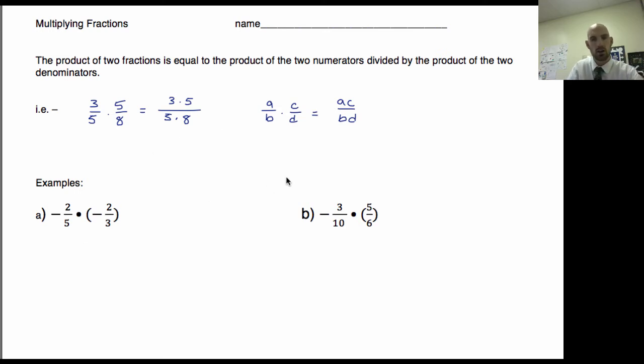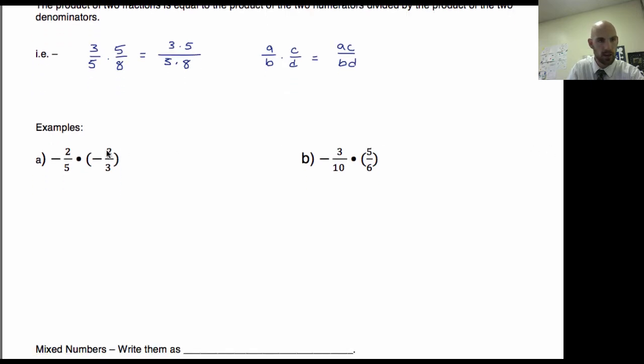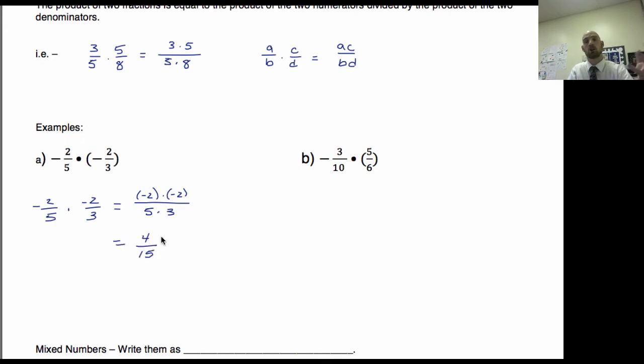So let's look at some examples here. For example, if we've got some fractions down here, and we've got -2/5 times -2/3. We've got to look at these and say, what's going on here? Well, I'm going to say this is -2/5 times -2/3. It's going to give me the product of the tops over the product of the bottoms. And that's all there is to it. So I've got the product of the tops, product of the bottoms.